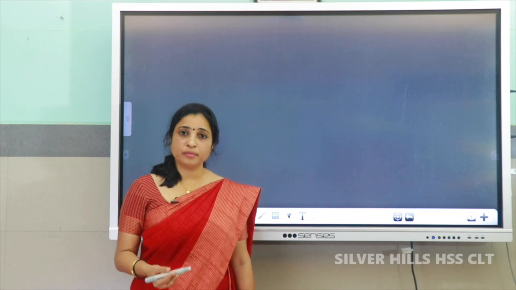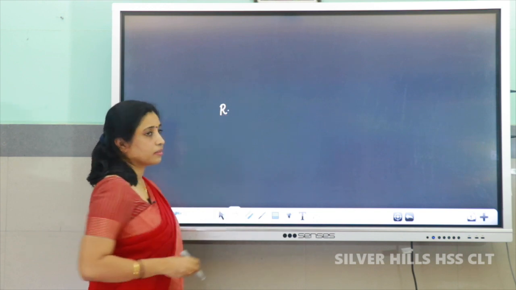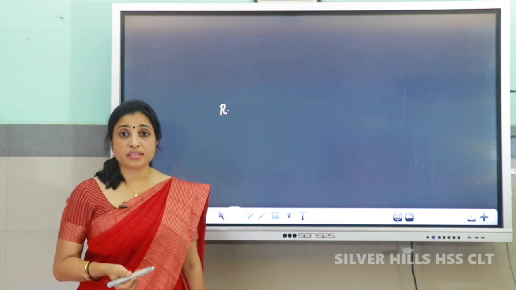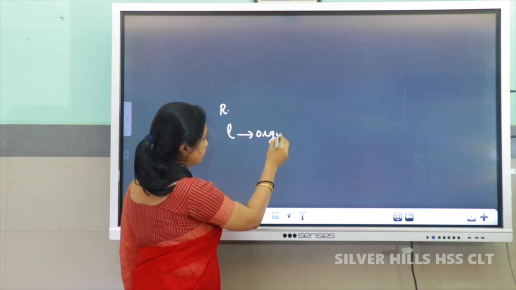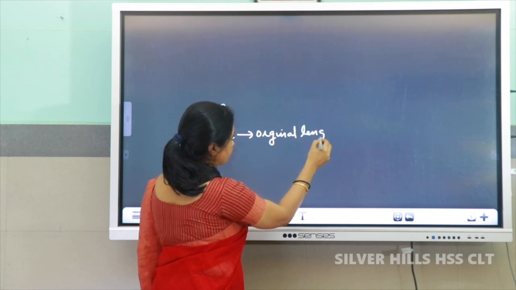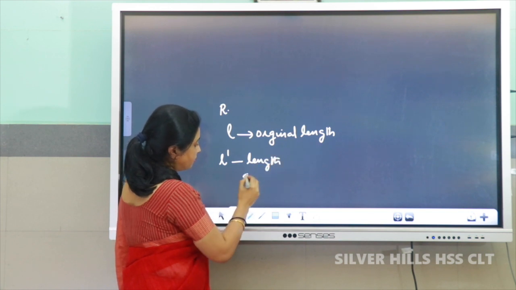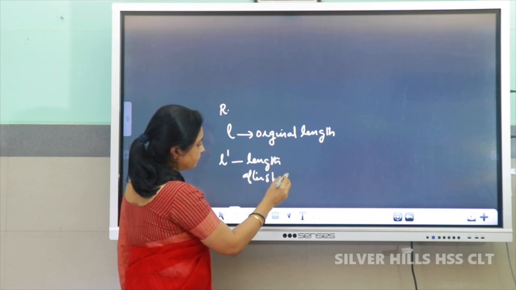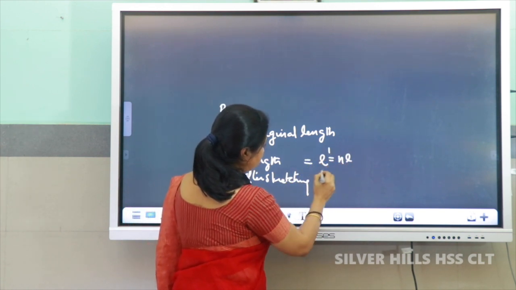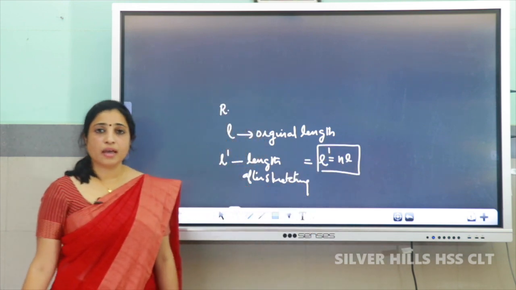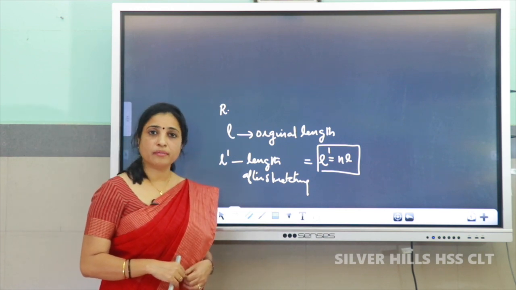Now let us start with a numerical problem. There is a wire of resistance R. It is stretched to n times its original length. So if L is its original length, and L dash is its length after stretching, then L dash will be equal to nL. And when the wire is being stretched, its volume does not change, volume remains the same.